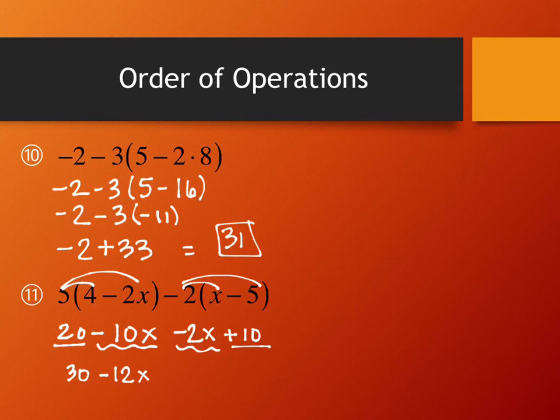I can't combine the 30 and the negative 12x. They are not like terms. One has an x associated with it, which really means it's 12 times x. And that's really what it means. It's 12 times x. And the other one doesn't. So I'm stopped at this point. There's no more simplification that I can do.